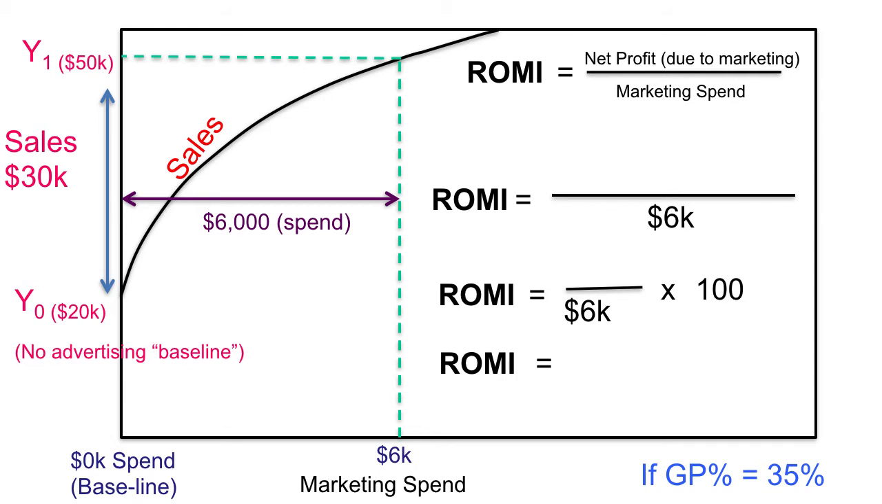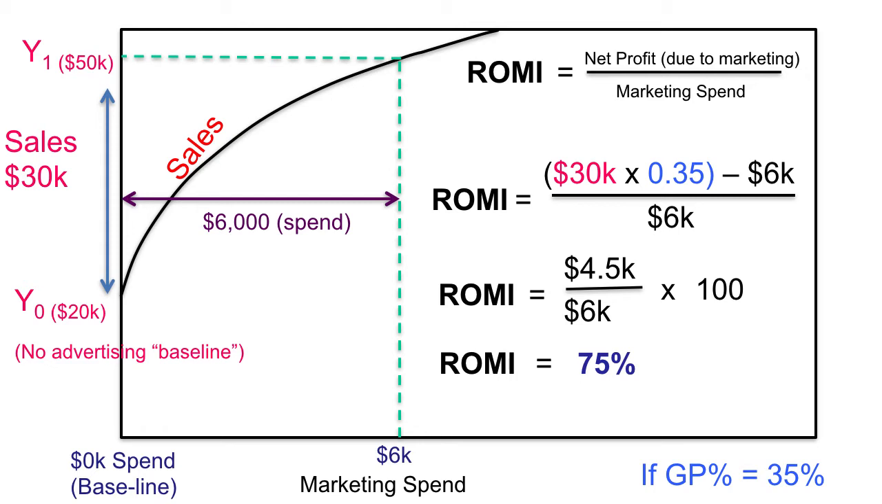This would be a fairly easy calculation. There, our 30,000 is in red, times our GP of 35%, subtract the cost of the investment, divided by the cost of the investment, and we land up with a ROMI of 75%. That's good, and quite an easy example to calculate.